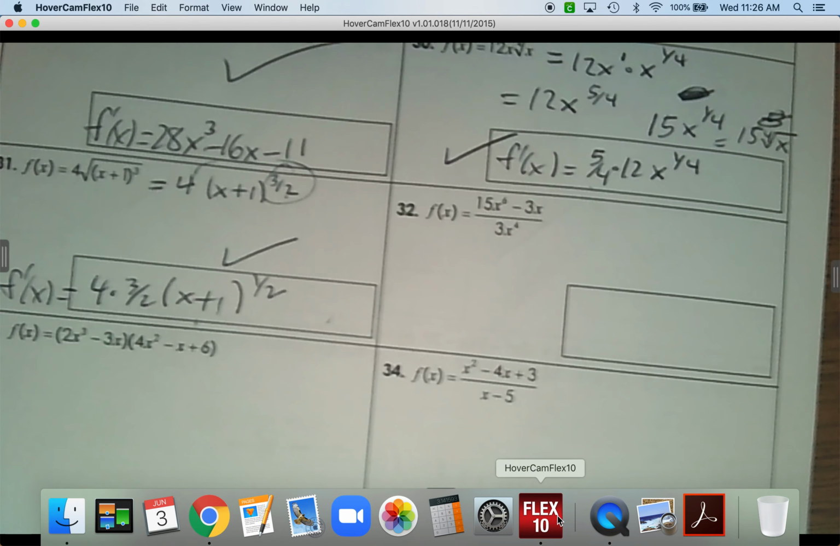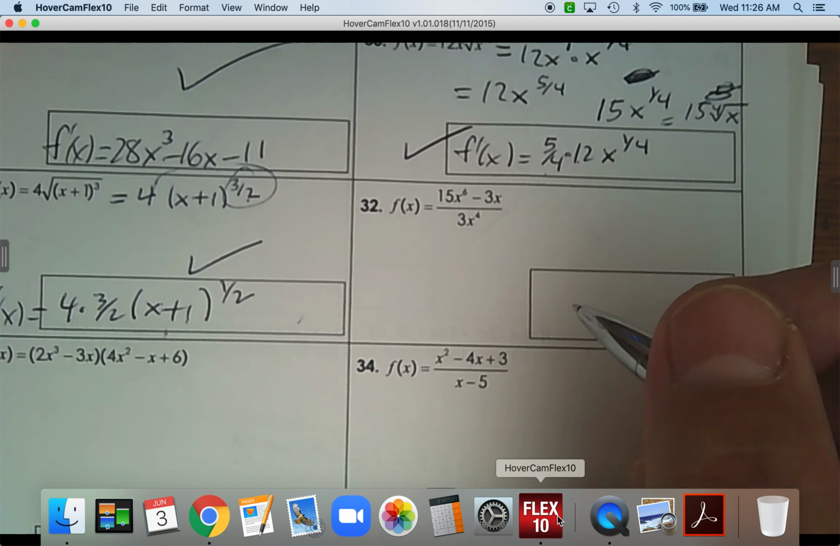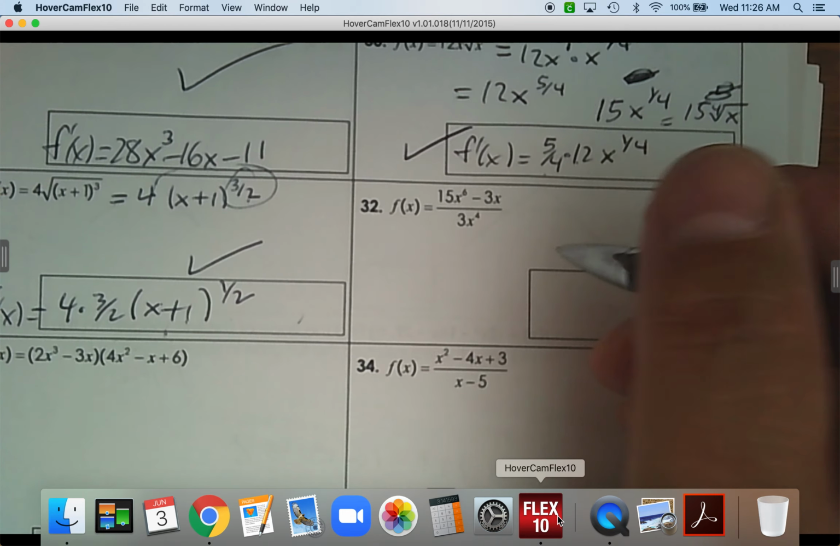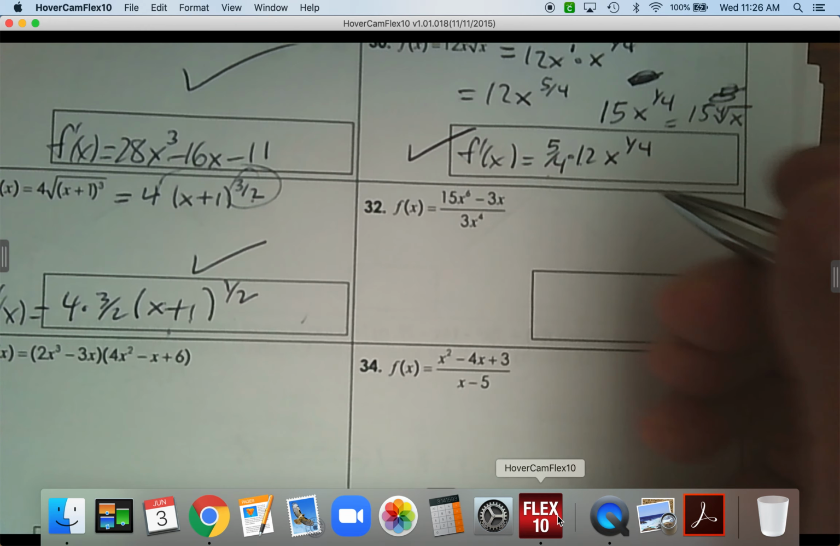All right, number 32. There's 2 ways you could have done 32. So let's see which way you chose to do. So one way is to do the quotient rule. And the second way is to separate this into 2 fractions. So I'm just going to show you both. Both are correct, by the way.